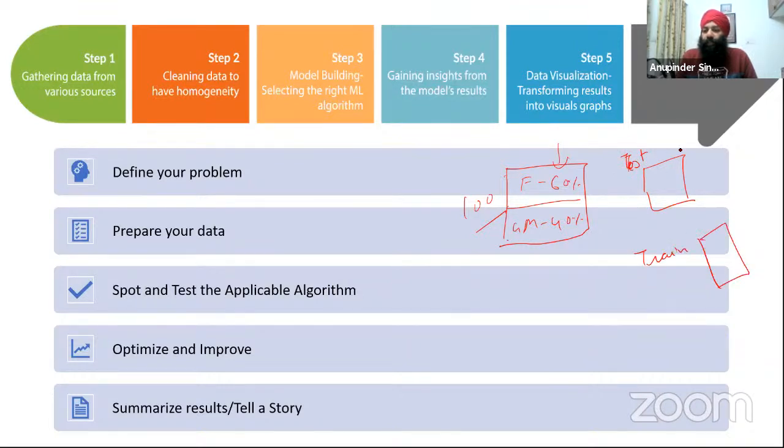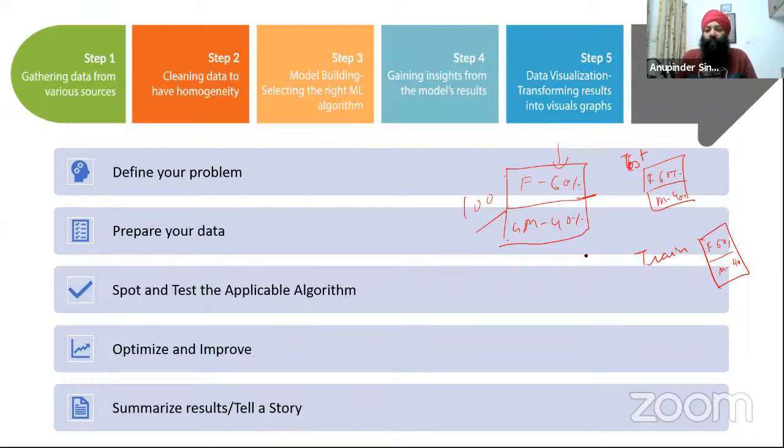So if you are saying that you are getting two data sets, that means both of the data sets should have the same size and type of variation. So female should be 60% here and male should be 40% here, and here again female should be 60% and male should be 40%.